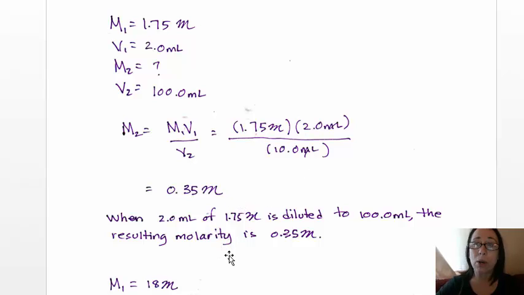And so what this means is when I have 2 mL of 1.75 molar and I dilute it, adding enough water to get to 100 mL of solution, the resulting or final molarity is 0.35 molar. So notice that this molarity is smaller than my original molarity, and my final volume is larger than my initial volume.